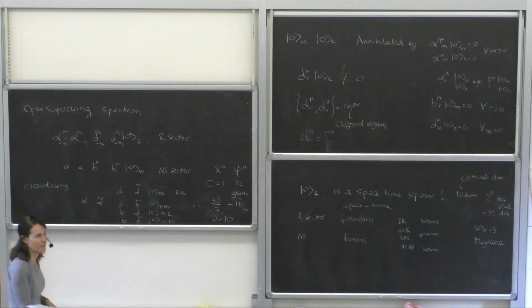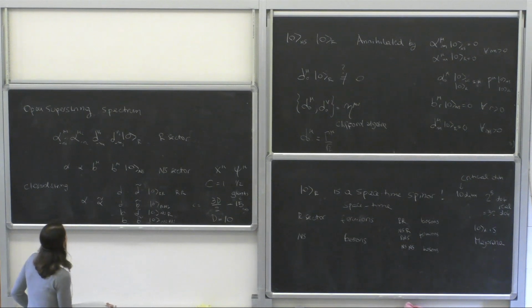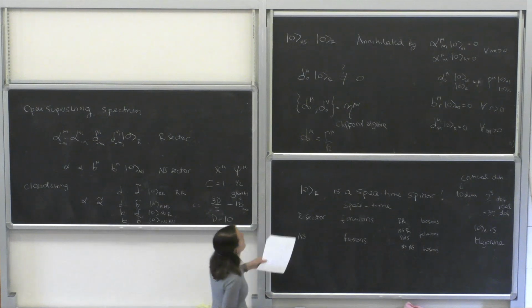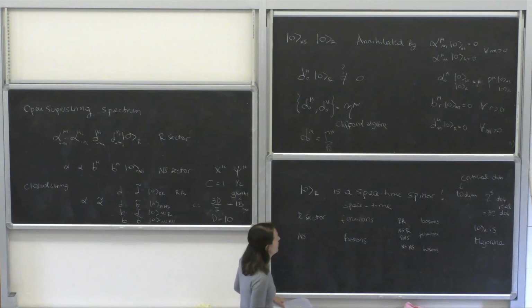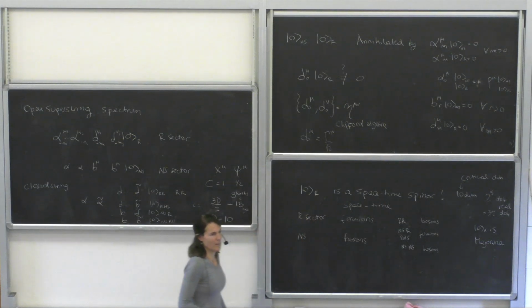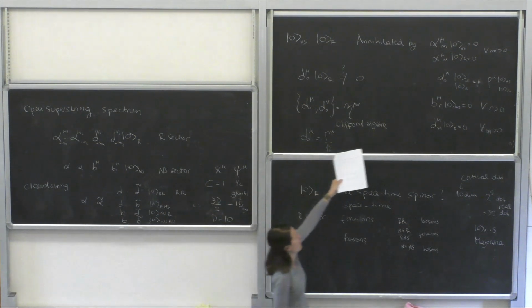Yeah. So why is the NS sector bosons? Because we have the same algebra as D, right? Yeah, but there is no zero mode for the B's. That's a big difference. The B's annihilate, all the positive modes annihilate the vacuum.